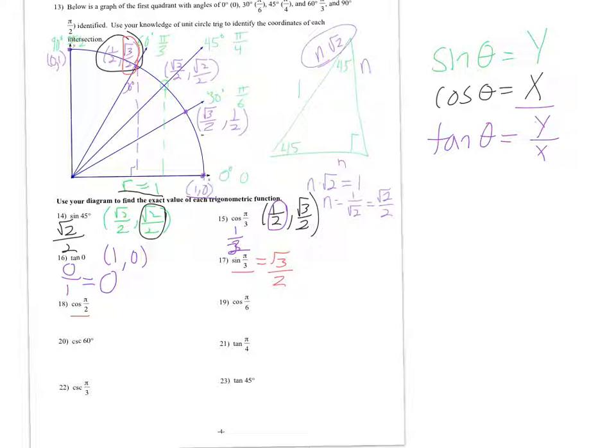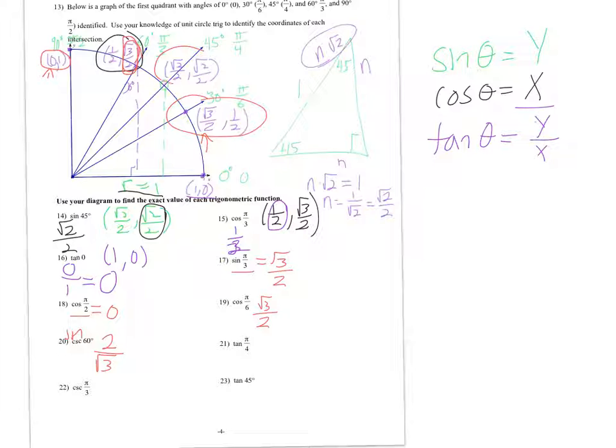Cosine of pi over 2, looking at the points at pi over 2, the x value is going to be 0. Cosine of pi over 6, looking at my pi over 6 points, the x value for cosine is going to be the square root of 3 over 2. Cosecant is going to be the reciprocal of sine. So if I can find sine of 60, and sine of 60 is the square root of 3 over 2, then the reciprocal of that would be 2 over the square root of 3, which is okay to leave.